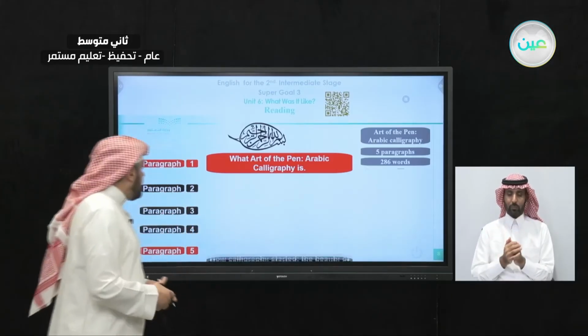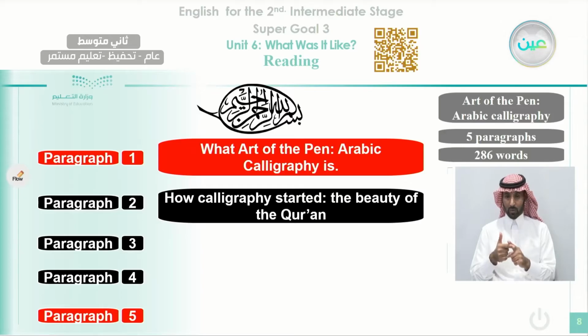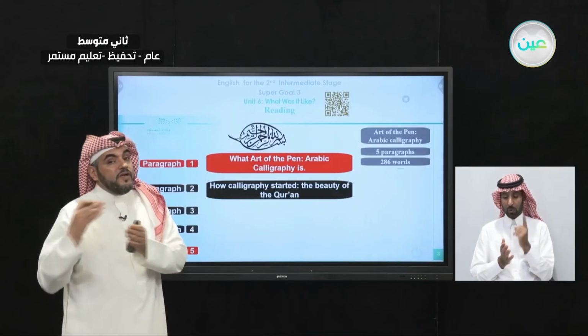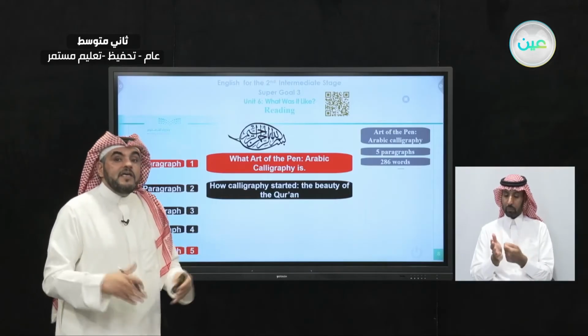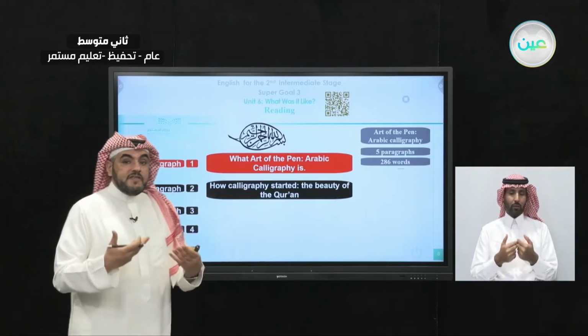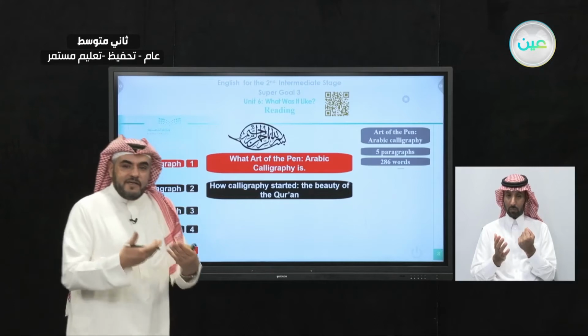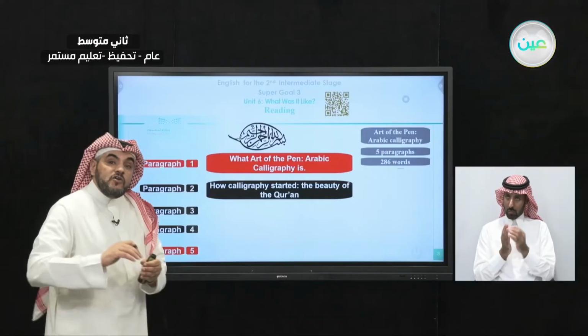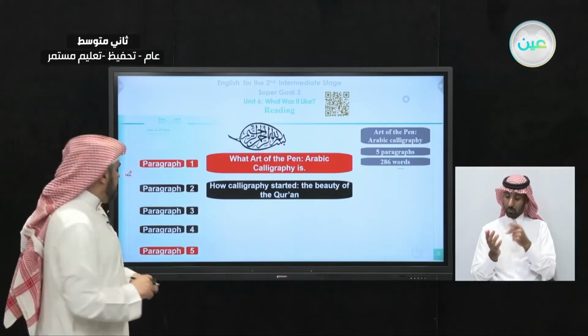Okay, in the second paragraph, the writer starts to tell more details about Arabic calligraphy. So the writer starts to say how calligraphy started, the beauty of the Quran. The beginning of this kind of art, which is calligraphy: when it started and how it started and why it started. What is the reason? And where can you find calligraphy? As mentioned here, in the beauty of the Holy Quran. When you look at the verses, ayat, of the Holy Quran, you find this kind of calligraphy.